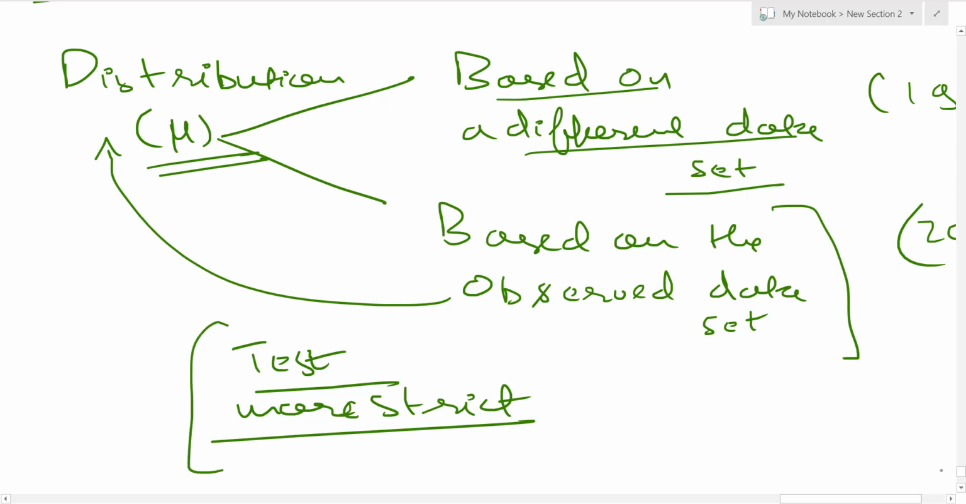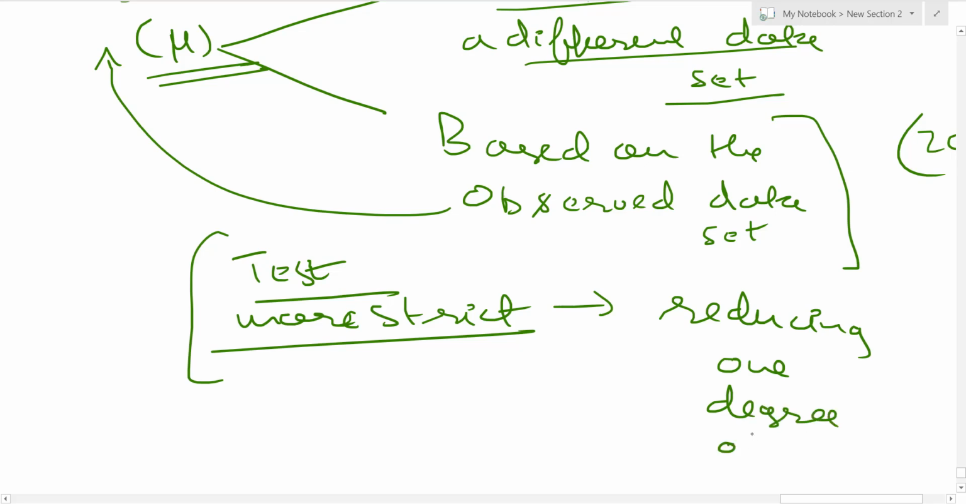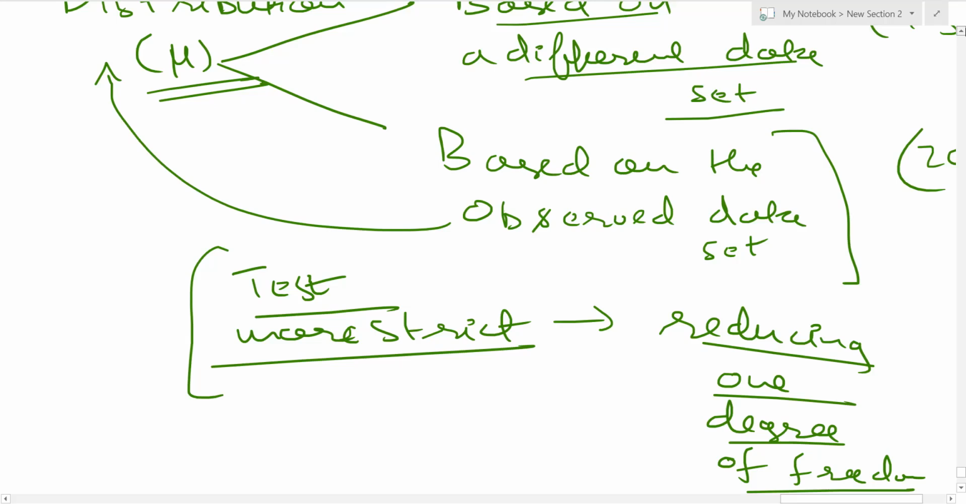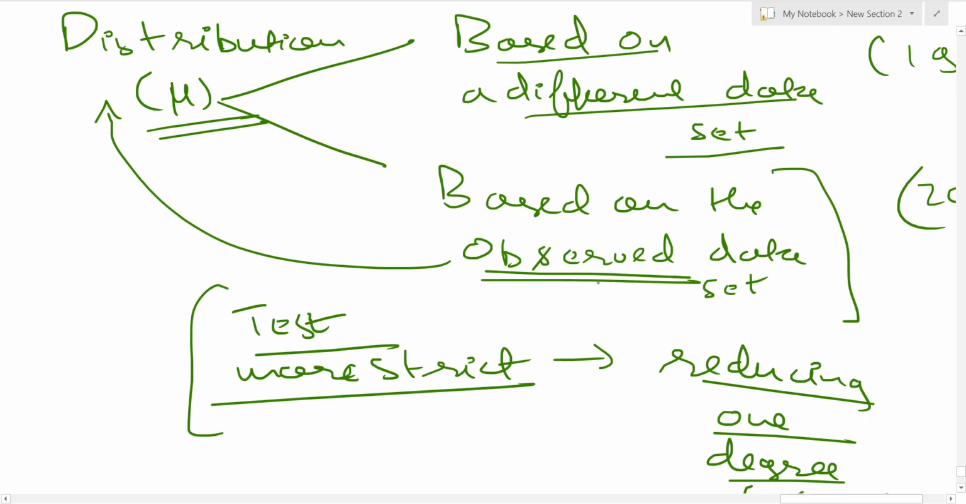And how do I make this test more strict? That is the question. I do that by reducing 1 degree of freedom. When you reduce 1 degree of freedom, you make the test additionally strict. Why? Because you are using the same observed data to compute the parameter, which ideally you should not. You should use a different data set. Otherwise, there's no meaning to the test. You're checking whether the observed data set conforms to the distribution, and you are using the same observed data set to compute your parameter, which is weird.